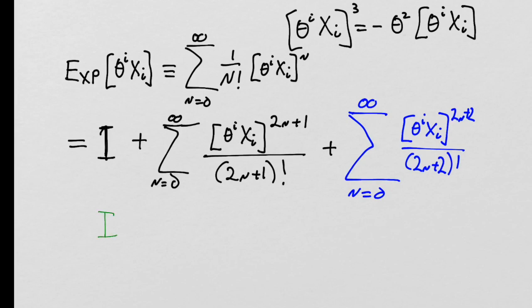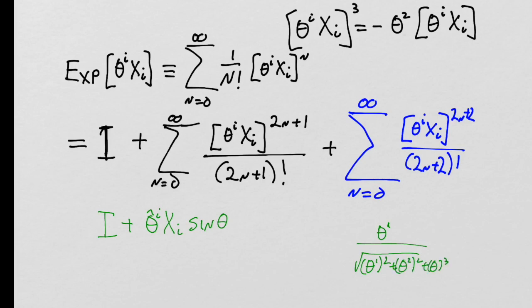It's going to be the identity matrix plus the normalized coordinate xi sine theta, right? And the normalized coordinate, right, is like this over the square root of theta 1 squared plus theta 2 squared plus theta 3 squared, right? That's what we mean by x1 hat, right?